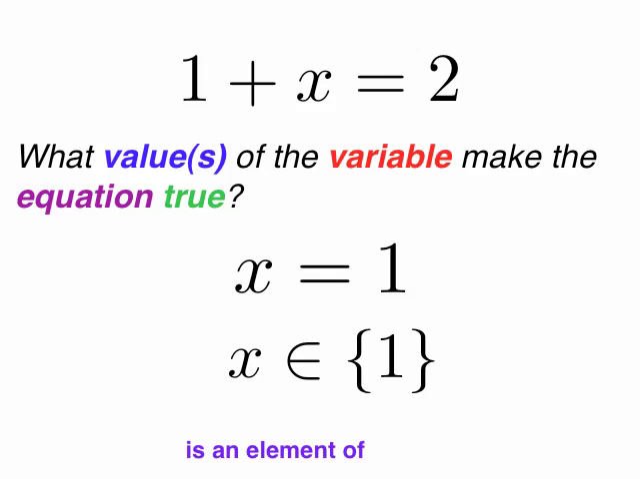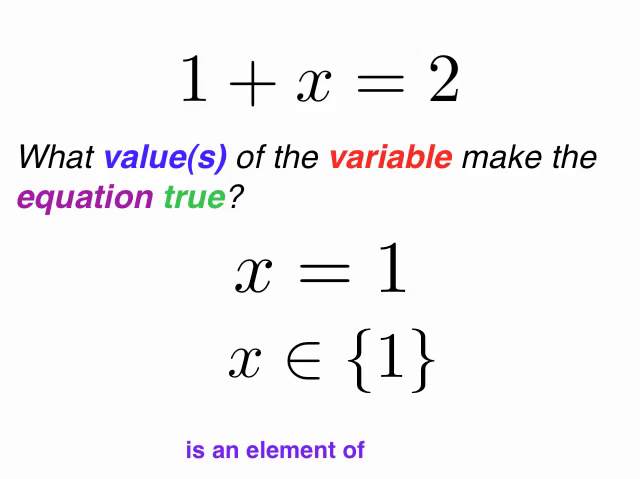So here's a really simple example of solving an equation. We have the equation 1 plus x is equal to 2. And we ask, what values of the variable make the equation true? In this case, anyone will instantly know that x is equal to 1, and 1 plus 1 is equal to 2. So 1 is a solution to this equation.